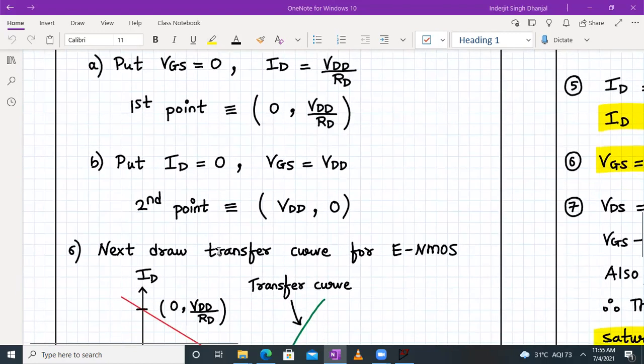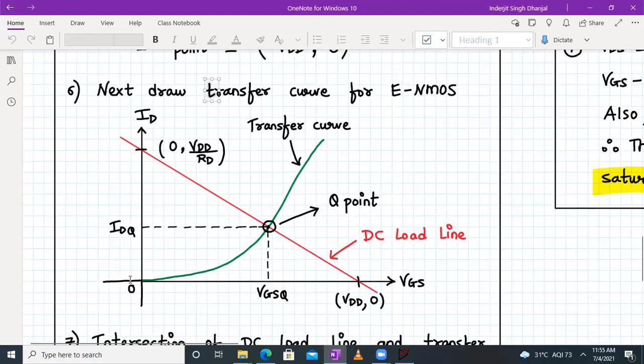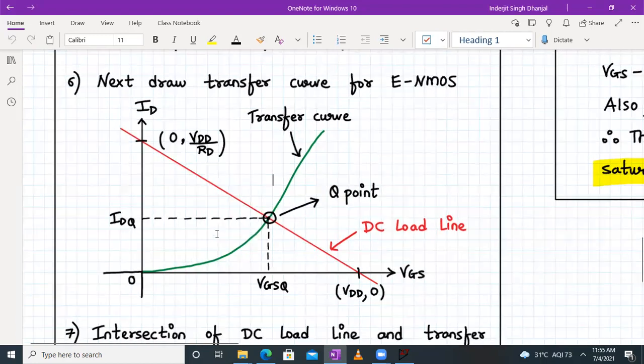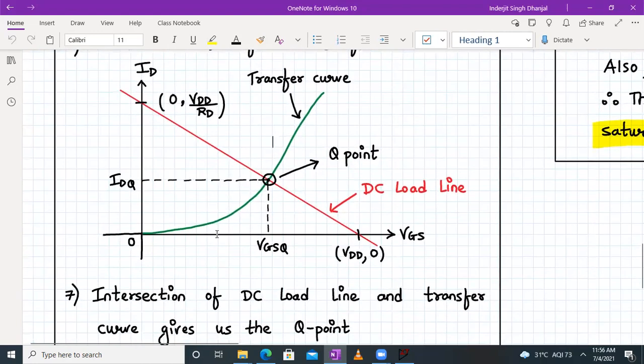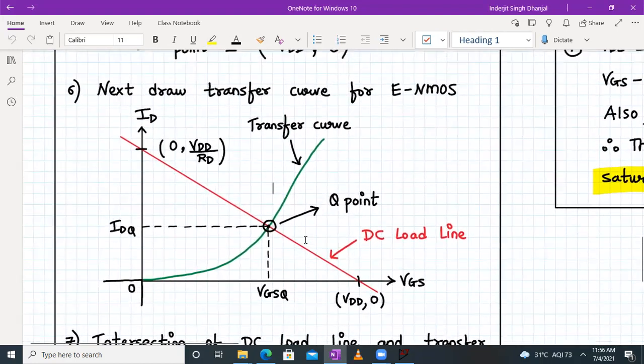Next we draw the DC load line with these 2 points and also draw the transfer curve for the enhancement type MOSFET. The green one over here is my transfer curve and the red one is the DC load line, marked by joining the 2 coordinates. The intersection of the DC load line and the transfer curve gives us the Q point, which is IDQ, VGSQ. So this is how we can find the Q point graphically.